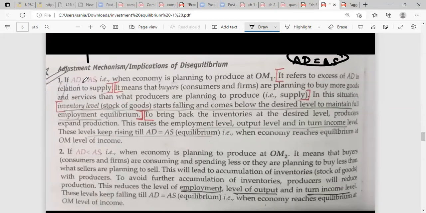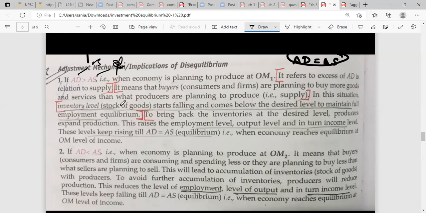But what if AD is greater than AS? This is when the economy is planning to produce. When AD is greater than AS, it refers to an excess of aggregate demand in relation to supply. What does it mean? Buyers will demand, and producers will produce. So it means consumers and firms are planning to buy more goods and services than what producers are planning to produce, that is, supply. Over here AD is greater, so people are willing to buy more as compared to the supply, right?